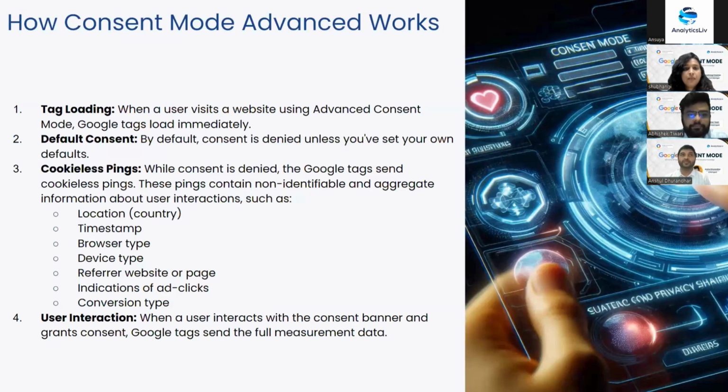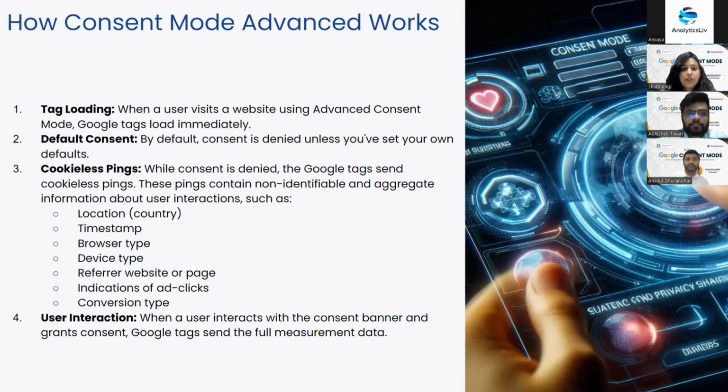The next thing is the cookieless ping. While consent is denied, until the user gives consent, the Google tags send cookieless pings. These pings contain non-identifiable and aggregated information about user interaction, like country, timestamp, browser type, device type, which page or website we came from, and an indication of ad clicks, whether we got here by clicking on some ad, like the GCLID parameter or FBCLID parameter. Do we have such parameters on your landing page URL? And the conversion type also, if the user has not given consent until the purchase or final conversion. So we will have such information in the cookieless ping.